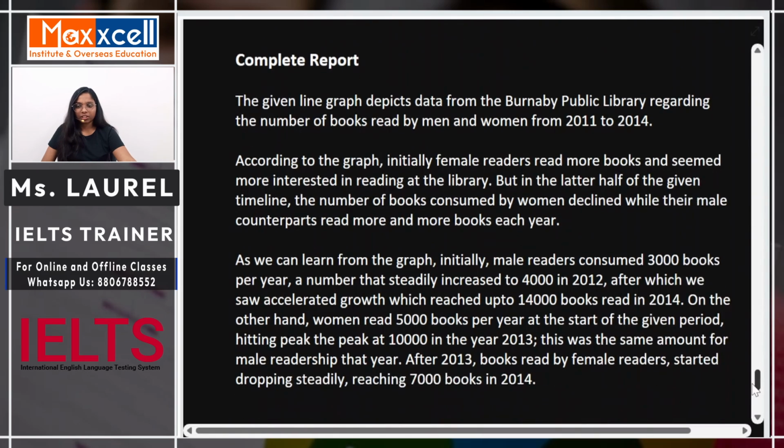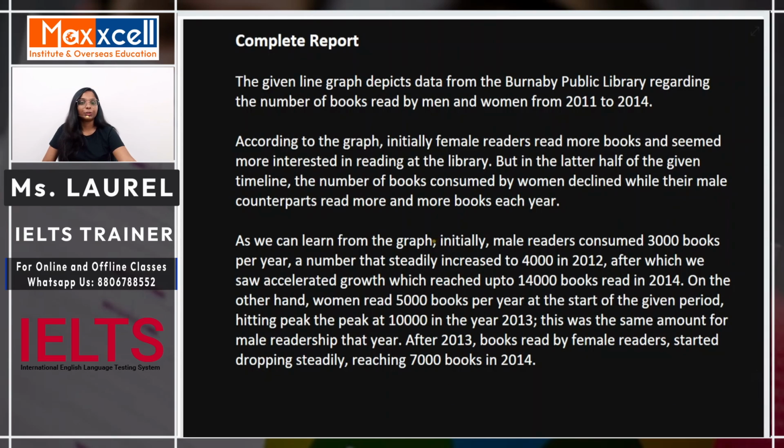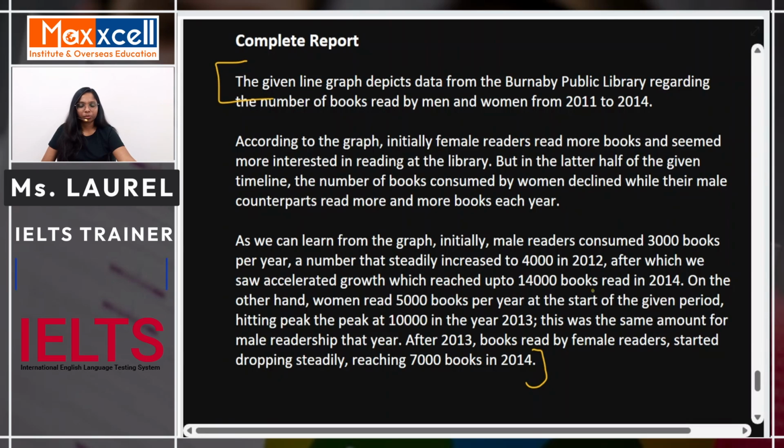And now we have the complete report here. You can take a screenshot of the same, or you can save this video for future reference. When you are met with a line graph, maybe you can follow the same structure of the report and write your own line graph report. So here it is. This is the complete report.